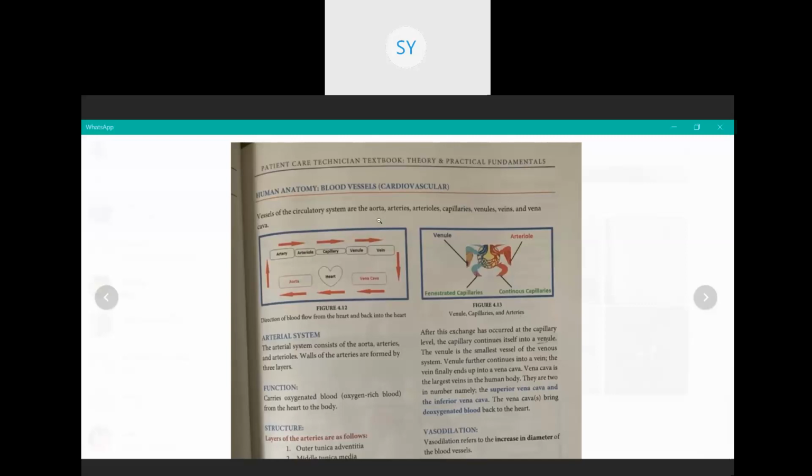It's attached to the heart and helps the blood to come inside the heart, that is called vena cava, and helps the blood go out and circulate the whole body, that is called aorta. That is the function.